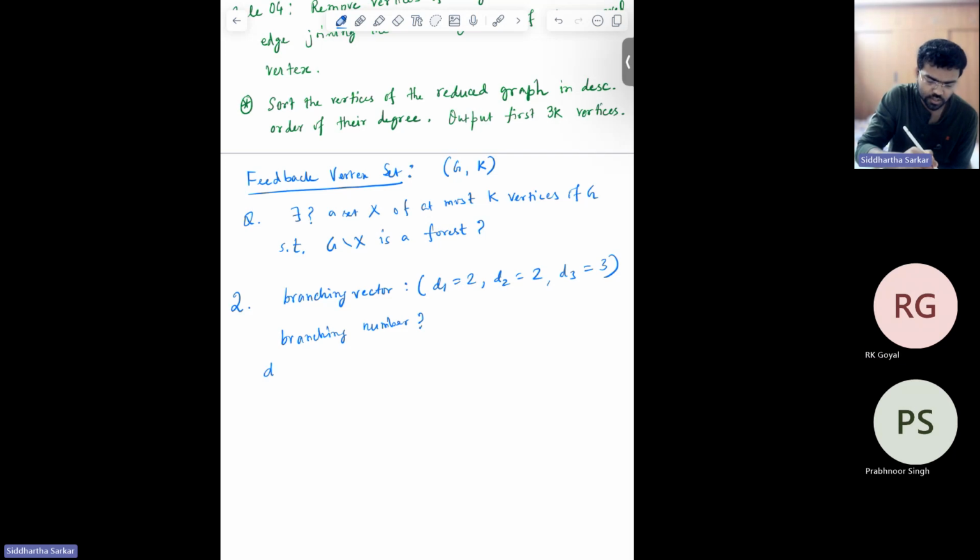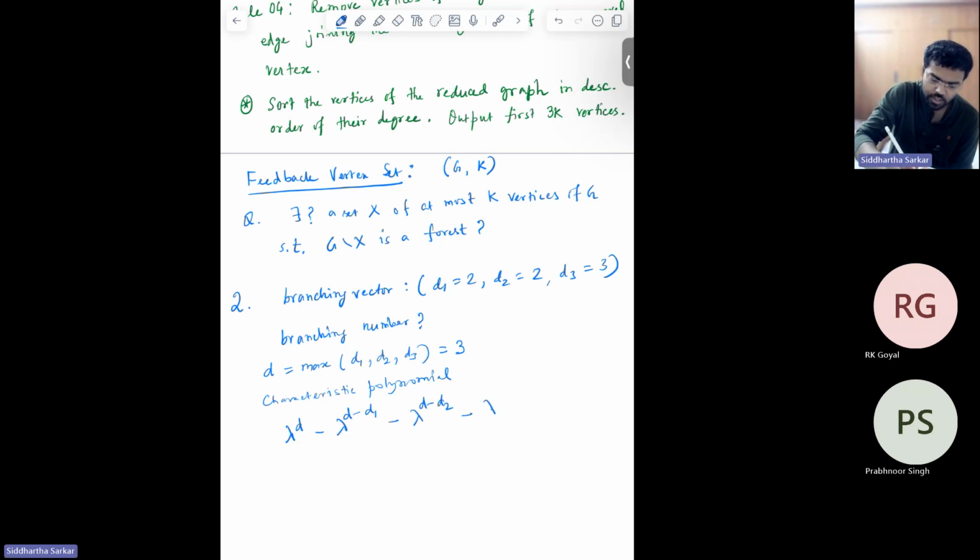First you identify the largest component in the vector. So what is the largest out of D1, D2, and D3? That is 3 in this case. Then you construct what is called the characteristic polynomial, which is lambda to the d minus lambda to the d minus d1 minus lambda to the d minus d2 minus lambda to the d minus d3. If you set it to 0, then the positive root of this equation will be the branching number.